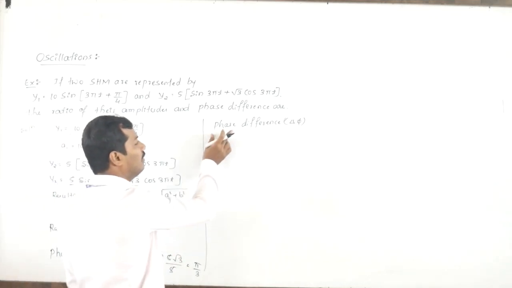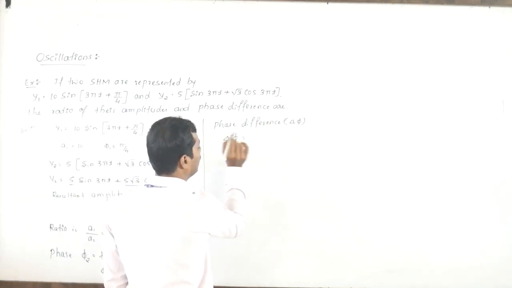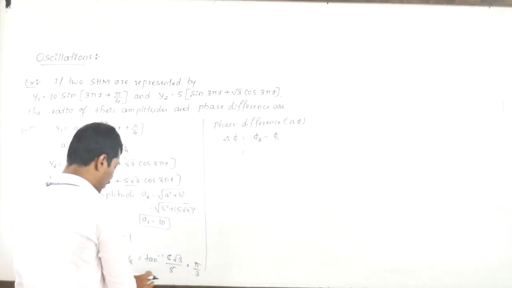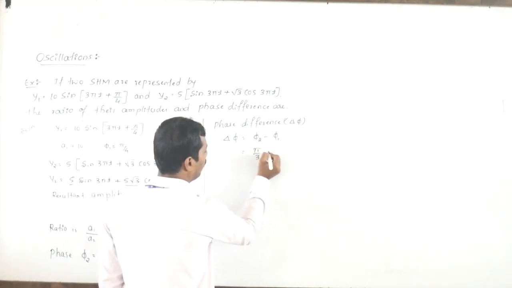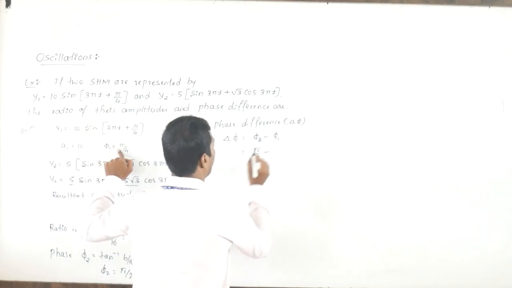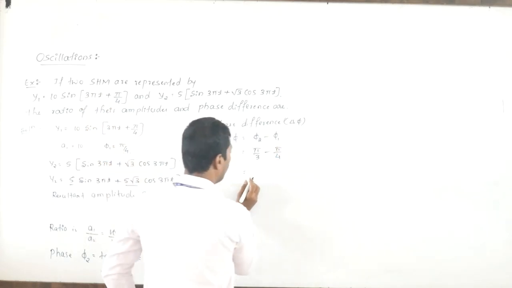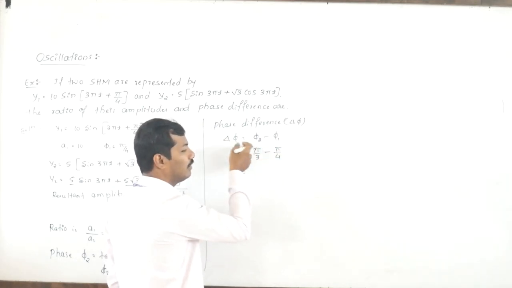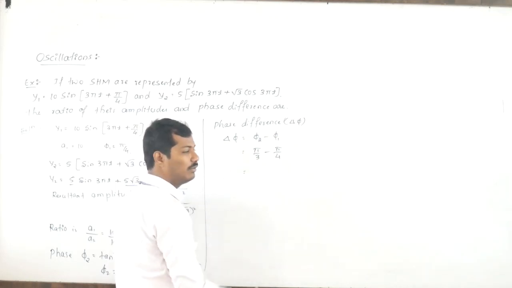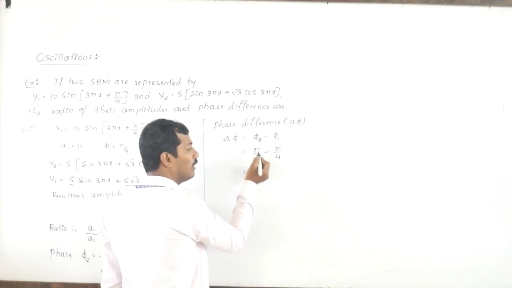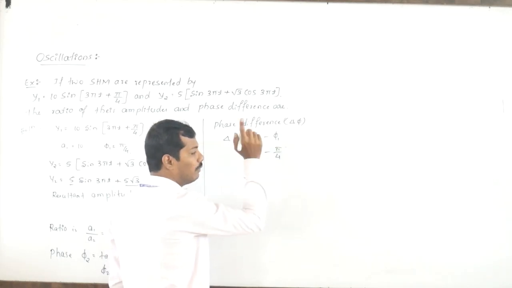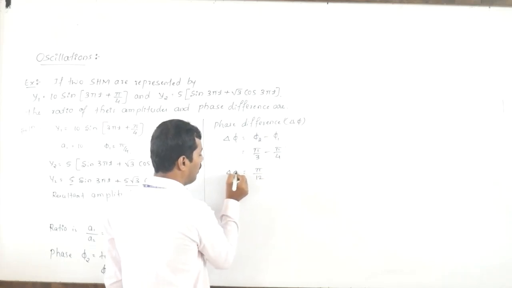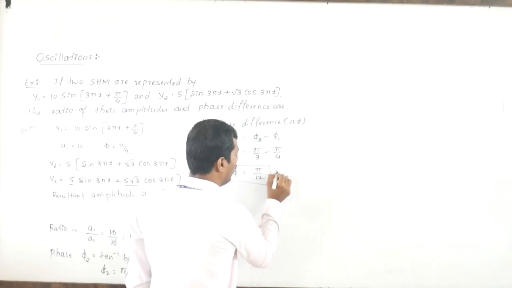We have to find the phase difference. The phase difference is phi 2 minus phi 1. Phi 2 is calculated, that is pi by 3, and phi 1 is already given, that is pi by 4. We have to take the LCM of these two, that is cross multiplication and denominator multiplication. Cross multiplication gives 4 pi minus 3 pi, which is 1 pi, divided by 3 into 4, which is 12. That is equal to pi by 12. Pi by 12 is the phase difference in terms of radian.